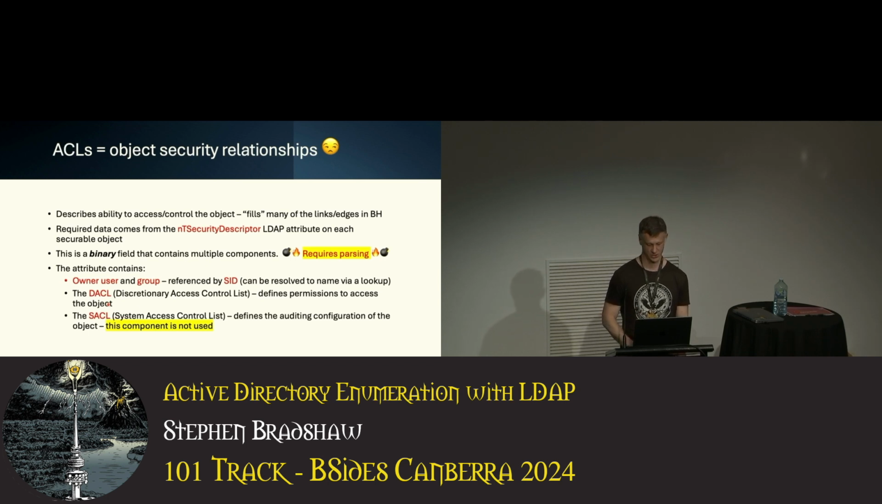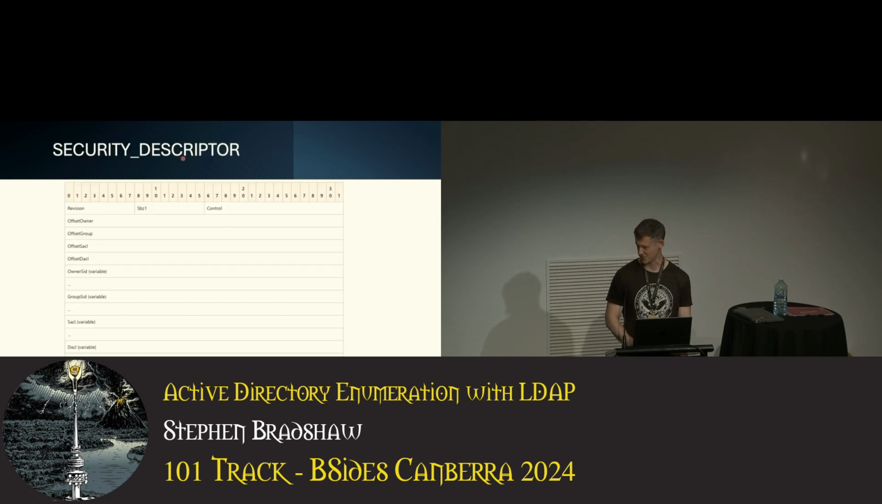Then we have the discretionary access control list, shortened to DACL. This defines individual permission sets for principals accessing the object. Then we have the system access control list, shortened to SACL. This defines the auditing configuration in place on each Active Directory object. The last one, the SACL, is not used when we do this ACL interpretation for finding abusable permissions. This here is what the structure of that particular object looks like.